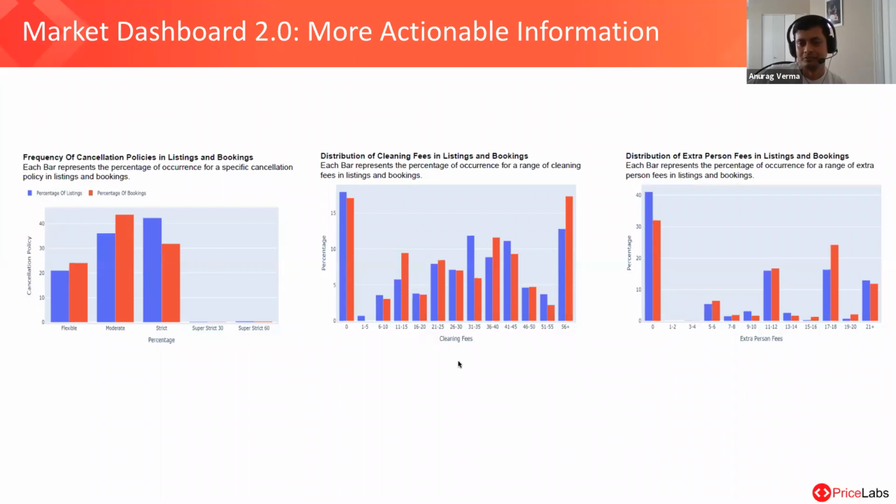On the rightmost one, this one has been the most surprising to us in some ways, where it looks like more than 40% of the listings do not charge an extra guest fee. And it also looks like there are a bunch of listings that do charge a fairly significant $20 or more in extra guest fee. What that does is it allows you to segment your market a little bit.